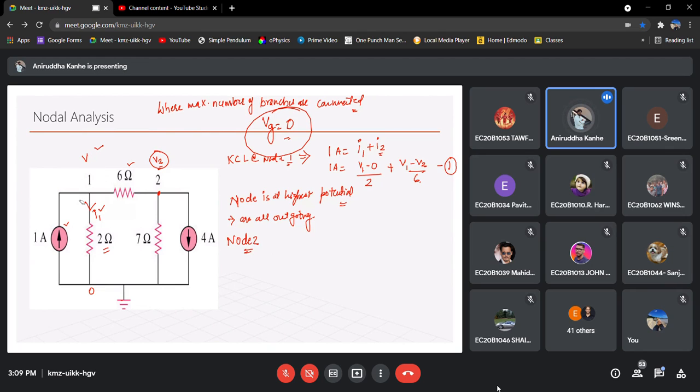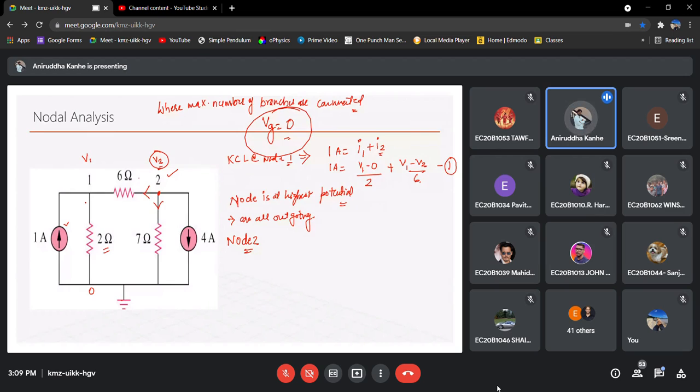Please everyone listen carefully, it's a very important aspect. If you are clear with the nodal analysis, you can solve most of the questions from the subject. Now the node under consideration is this. Unless otherwise mentioned, we'll always consider the currents are outwards.